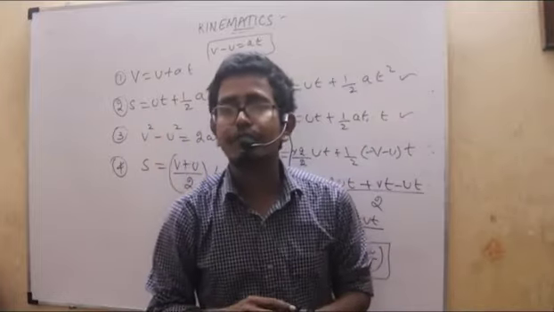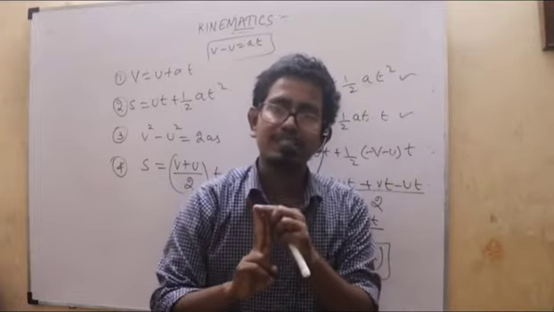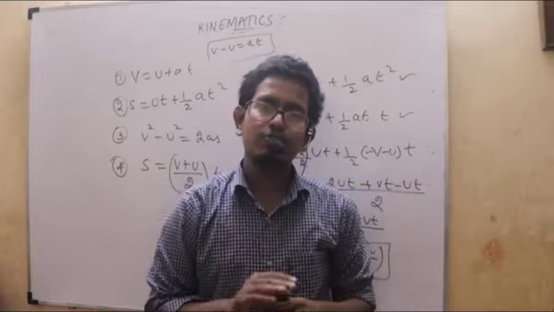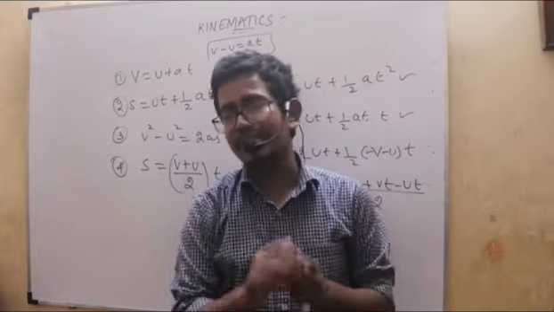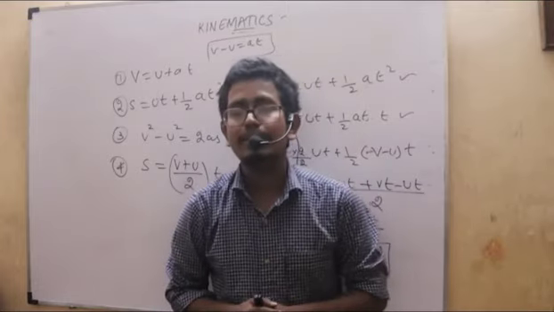So once again, what are those four kinematic equations? v is equal to u plus at, s is equal to ut plus half at square, v square minus u square is equal to 2as, and s is equal to v plus u upon 2 into t. Right? Okay. So in this lecture we derived all the kinematic equations.